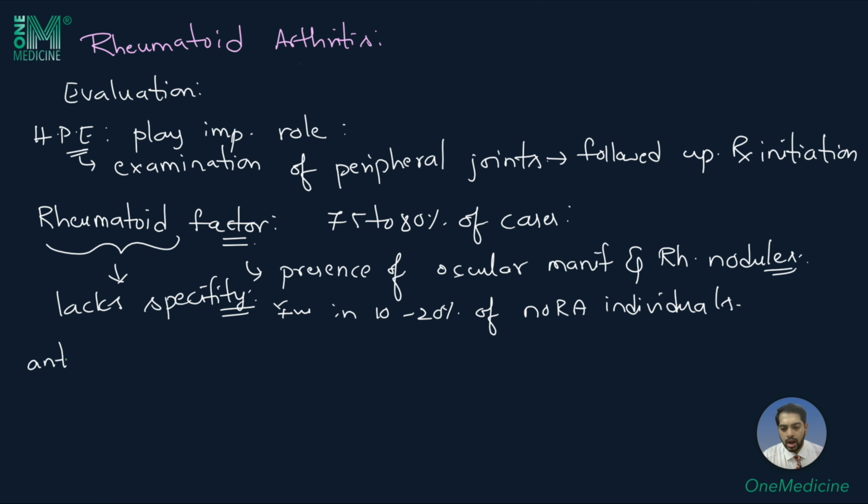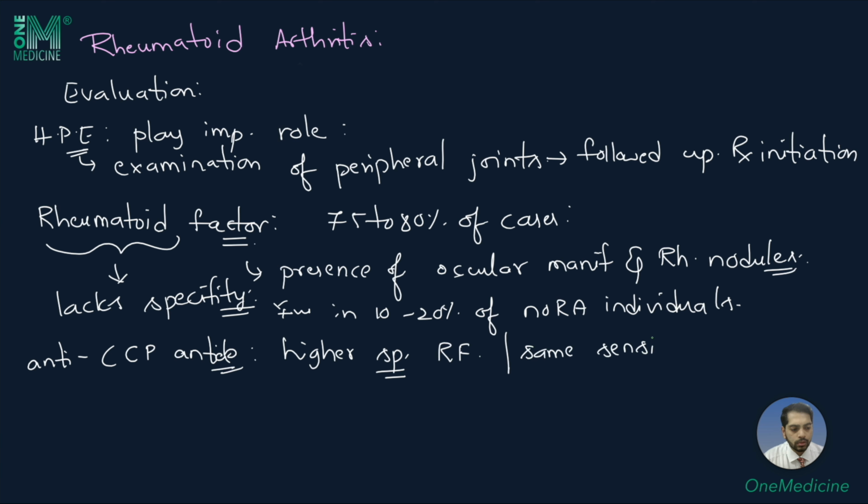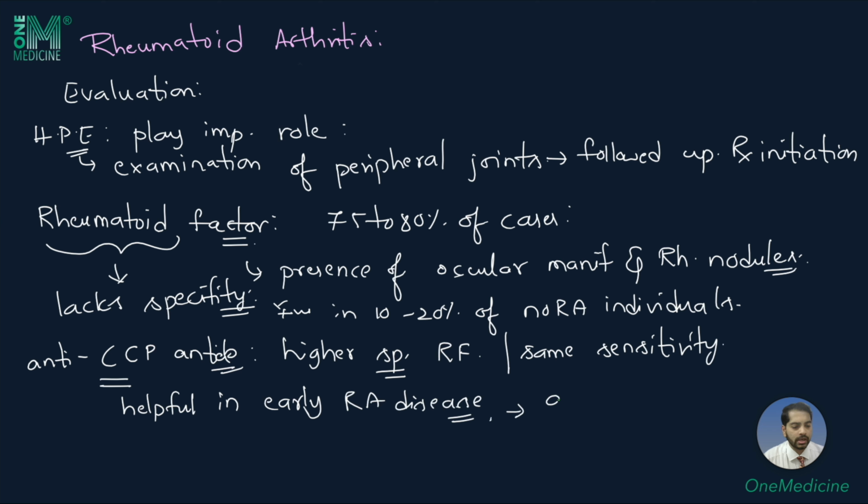Other assays include anti-citrullinated cyclic polypeptide antibody, or anti-CCP antibody, which has higher specificity compared to rheumatoid factor and has the same sensitivity. Detection of anti-CCP antibodies is helpful in early rheumatoid arthritis disease, and it is usually associated with aggressive disease.